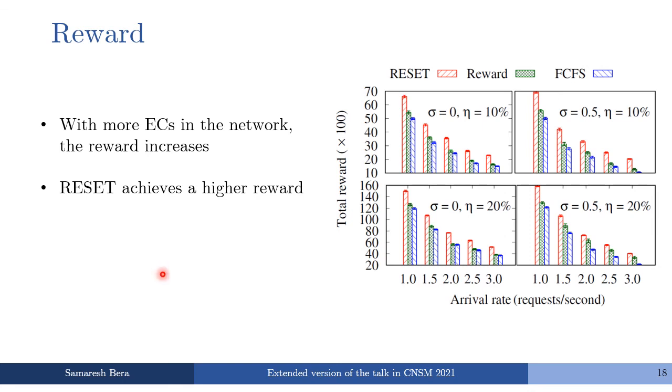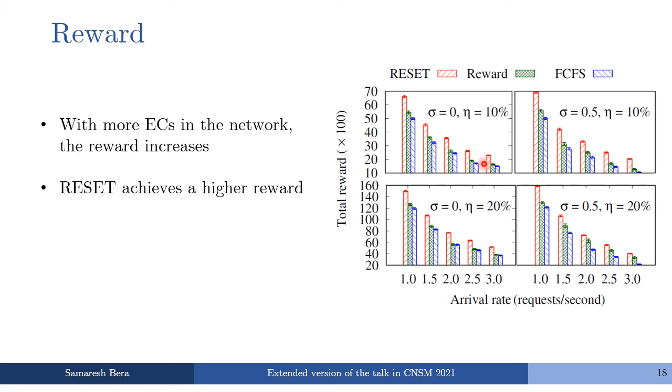So we plot the reward using the schemes reset, reward, and FCFS. In the x-axis we have arrival rate, that is the number of requests per second, and in the y-axis we have total reward. So we have three different schemes. One is the proposed scheme reset, then the reward with green color, and the FCFS scheme in blue color.